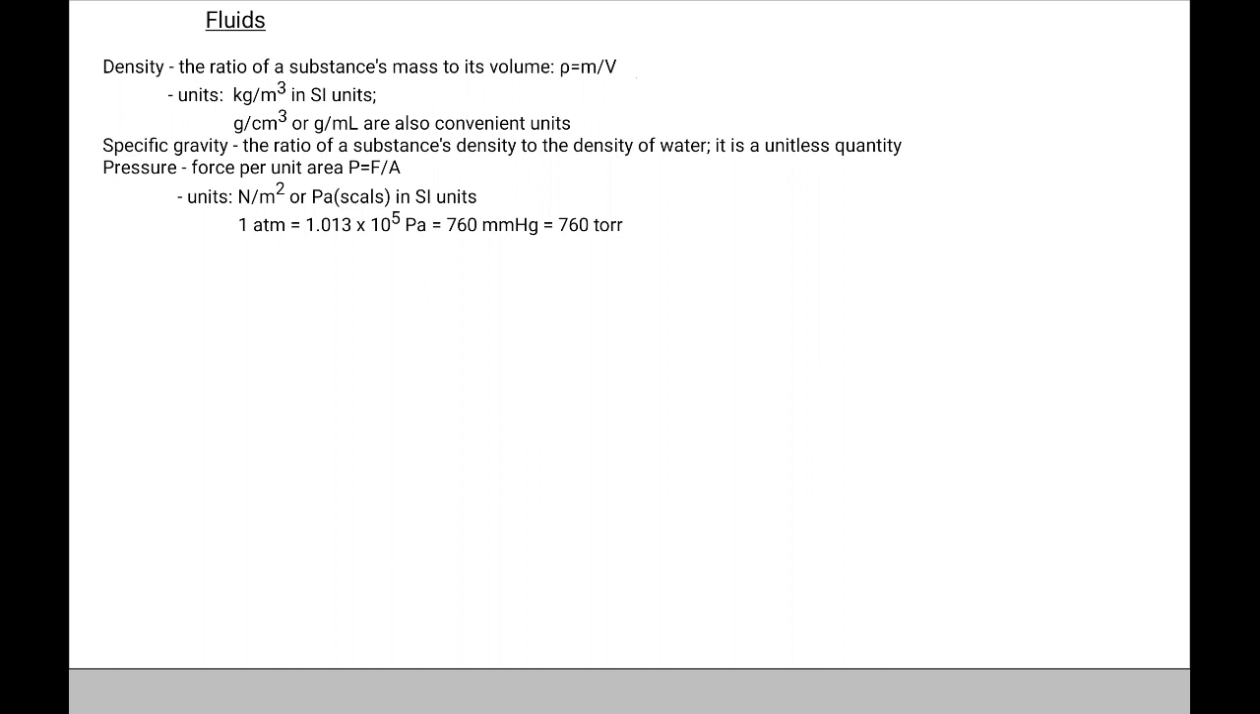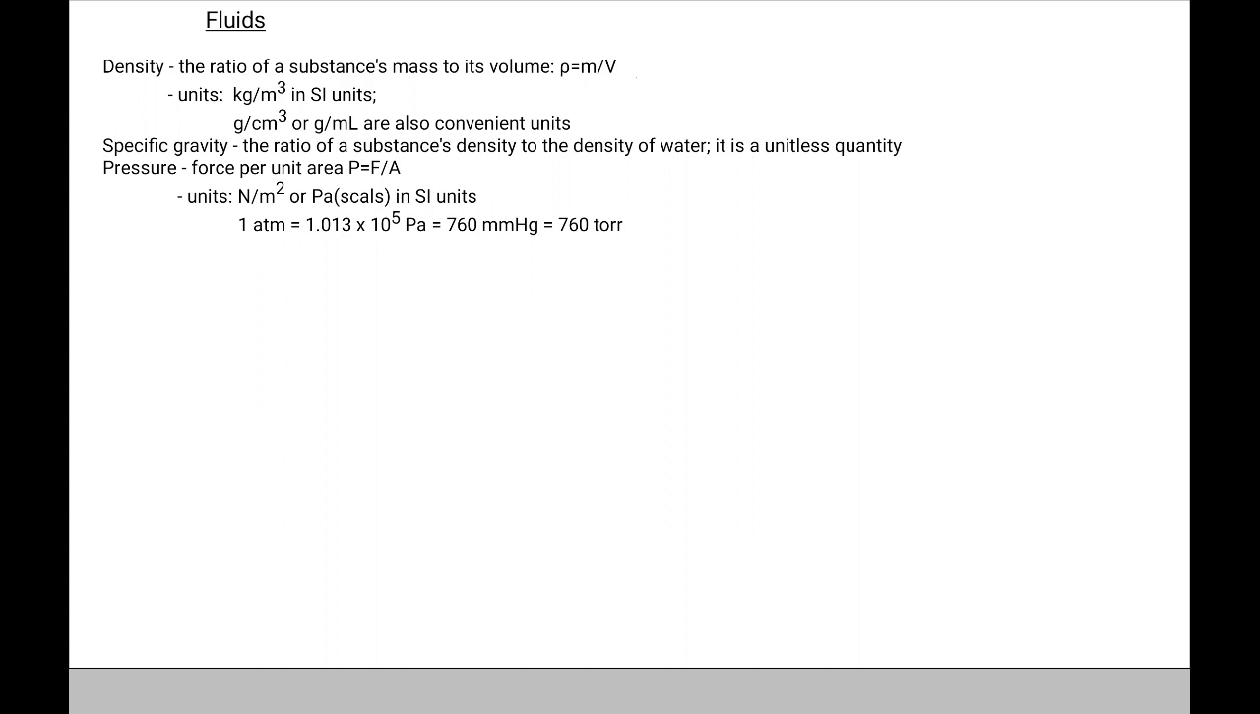Another term that we have to define is that of pressure. Pressure is force per unit area. The symbol for pressure is capital P, and since pressure is force in newtons divided by area in square meters, the units of pressure are newtons per meter squared. Another unit is the Pascal. So 1 Pascal is equivalent to 1 Newton per meter squared, and these are the SI units.